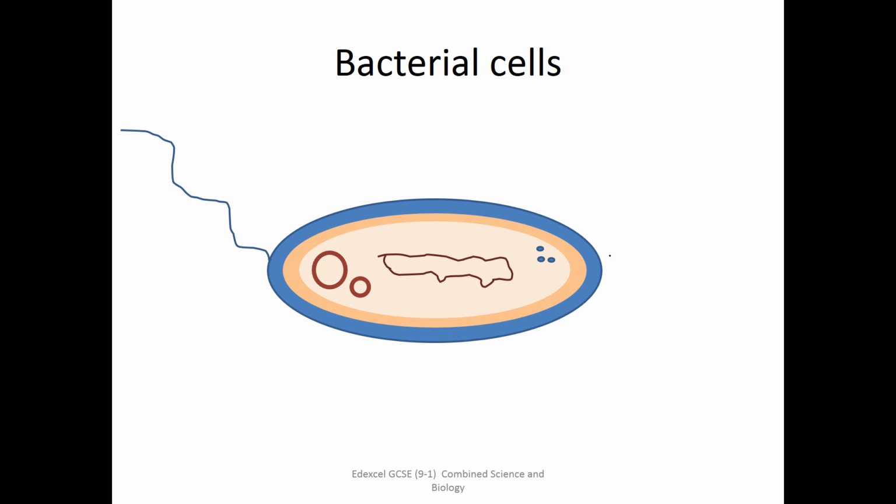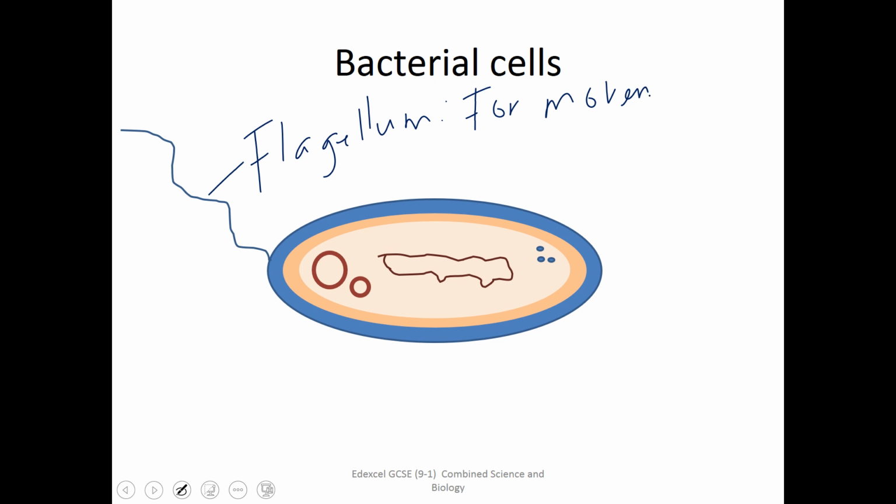Here is a diagram of a generic bacterial cell. They come in different shapes and sizes, but usually have the parts that I have identified. So the first thing we have here is called a flagellum. The flagellum is used for movement. Not all bacterial cells have these.